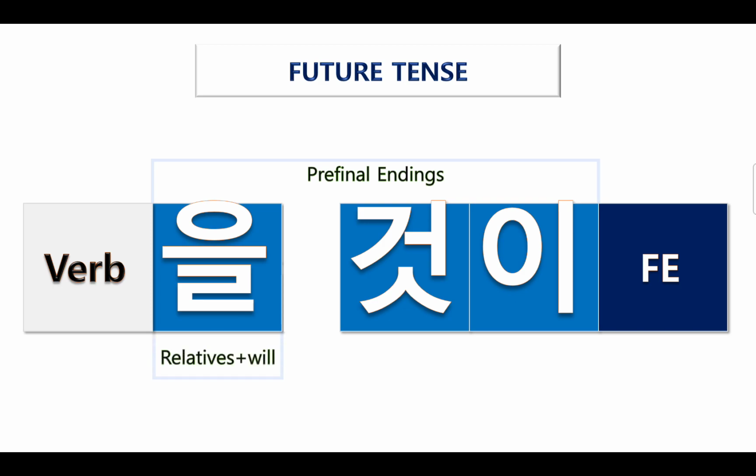So 을 means relative plus will, 것 means thing, and 이 is the verb be. But when these three are combined, their original meanings disappear and they take on a new meaning. That is will. So 을 것이 means will. Okay, future tense.